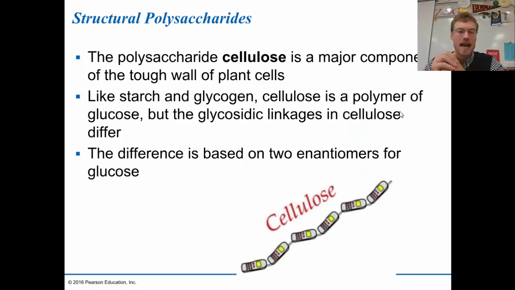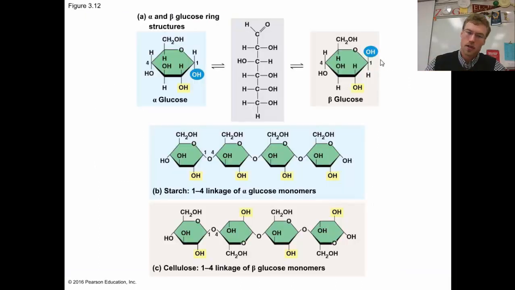So the reason is that the glycosidic linkages in cellulose are different, and that's because it is based on two different isomers or enantiomers of glucose. So there's two different types of glucose, right? You can have alpha and beta glucose, and that all has to do with where this hydroxide group is located on the one carbon, right? So the enantiomers have the same chemical formula, but a different structure.